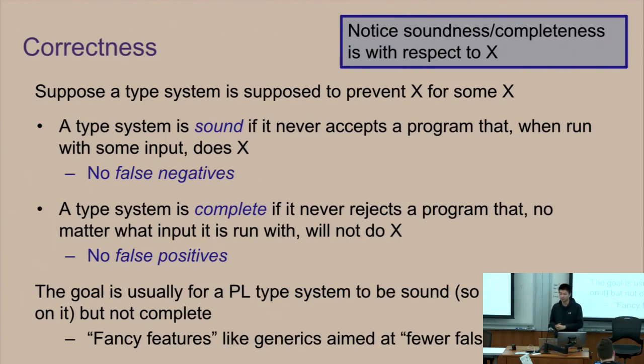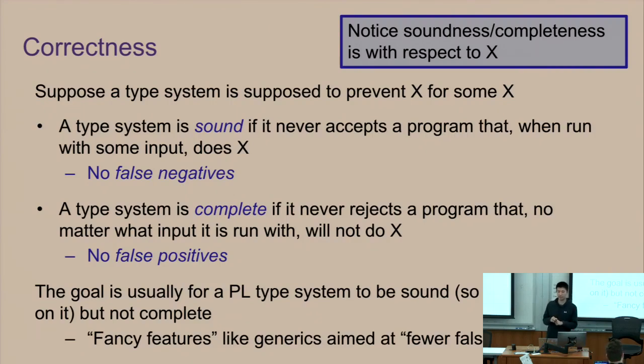The purpose of a type system is to prevent some X, which are some bad behaviors. A type system is called sound if it never accepts a program that, when run with some input, does X. This is also called no false negatives. A type system is complete if it never rejects a program that, no matter what input it is run with, would not do X. So a complete type system would never reject programs that are good, and a sound type system would never accept any program that would do something bad.